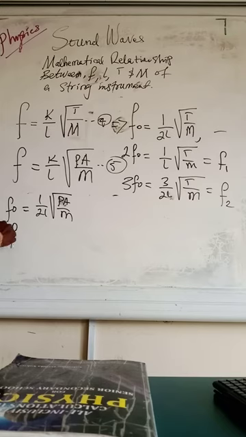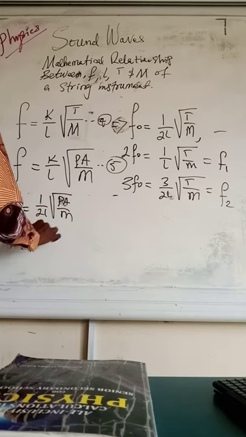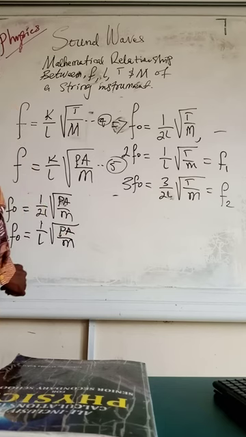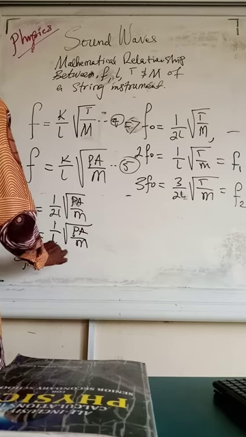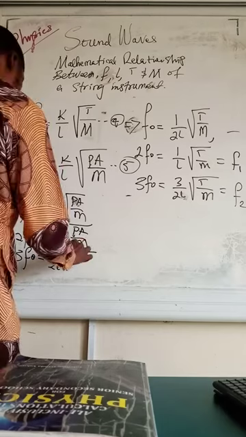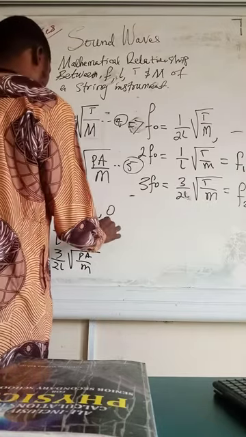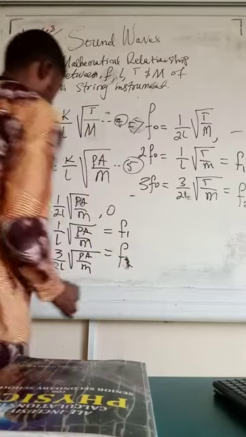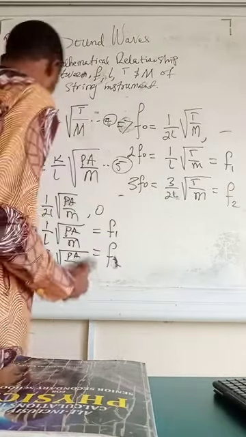You have 2F naught is equal to 1 over L, the root of PA over mass. And then you have 3F naught is equal to 3 over 2L, the root of PA over mass. So this is the fundamental over 2, this is first over 2, this is second over 2. I want to quickly touch what we call linear density here before I wrap it up.